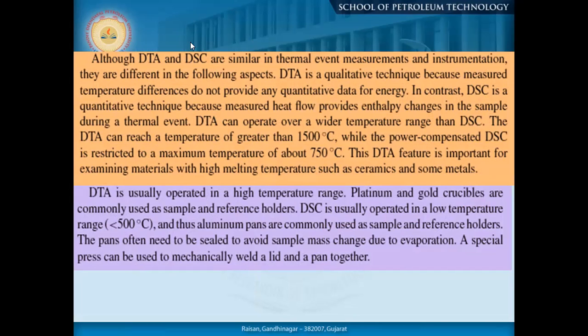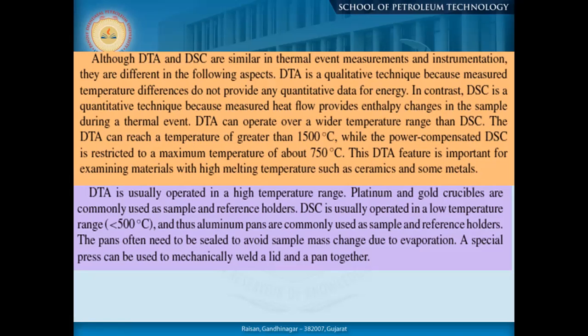In contrast, DSC is a quantitative technique because the measured heat flow provides the enthalpy change in the sample during the thermal event. So DSC is giving us more quantitative information in terms of the enthalpy change in the system due to the heat input.